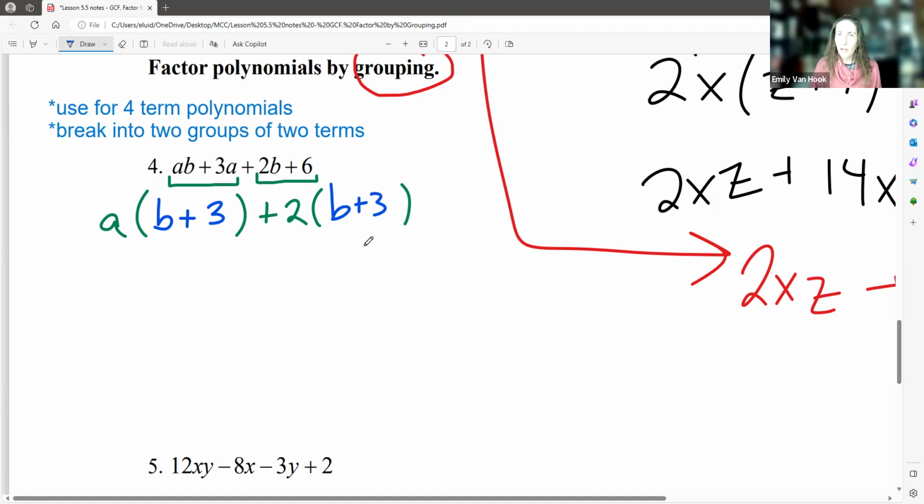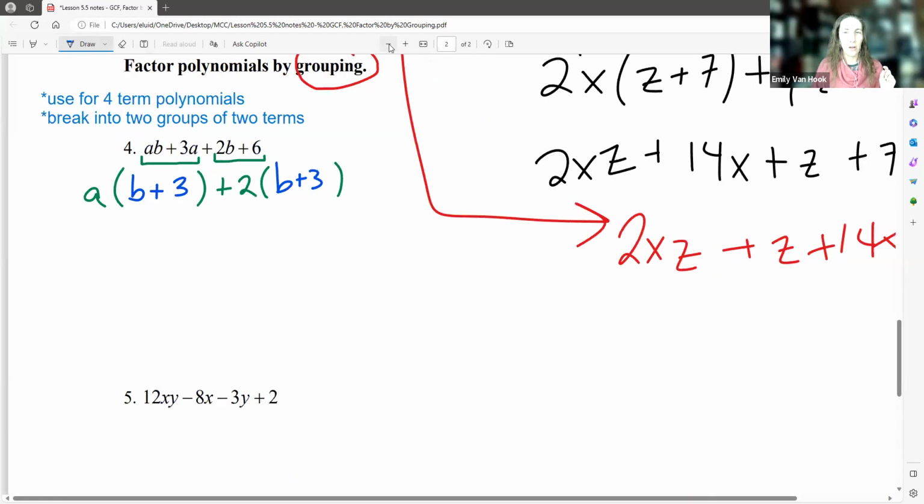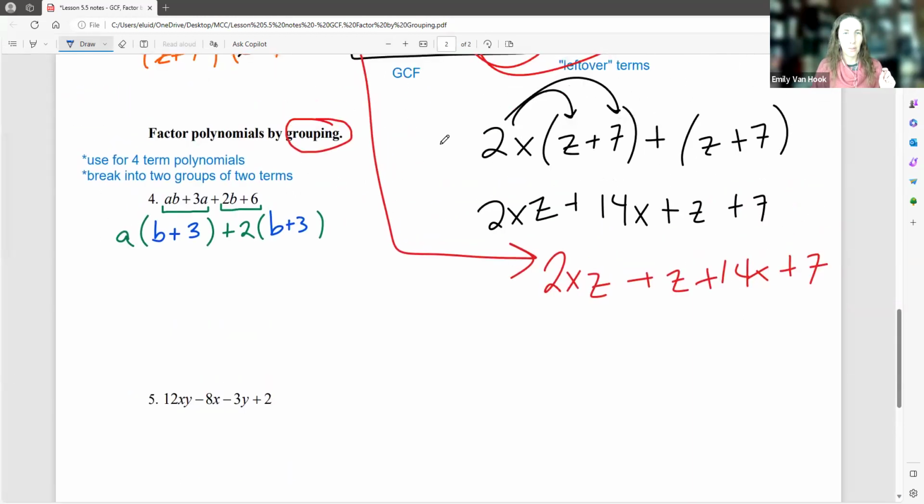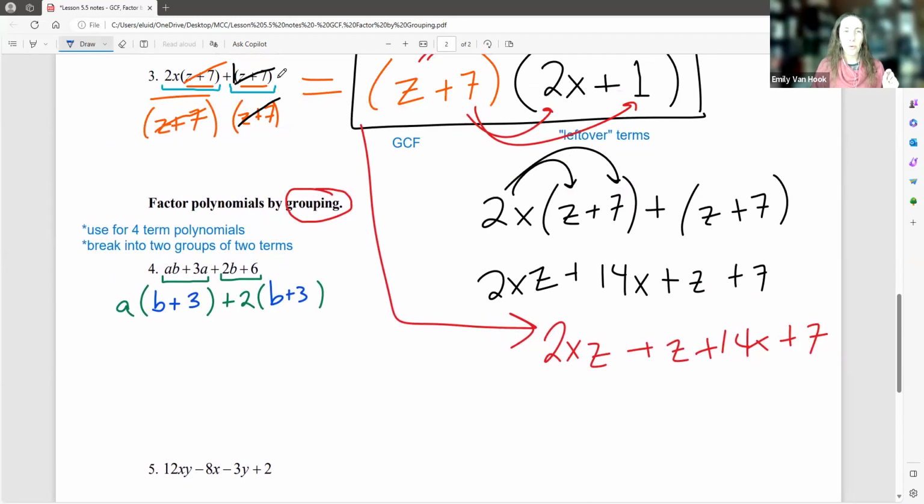So you'll notice the colors that I use those for a reason. I want you to see now the B plus 3, that's the common factor. So if I zoom out and just remind you about the problem we had just done, scrolling back up, remember number 3, how we factored out Z plus 7? We're basically able to do the same thing now, only instead of factoring out Z plus 7, we're factoring out B plus 3. It's the parentheses, that's the GCF.